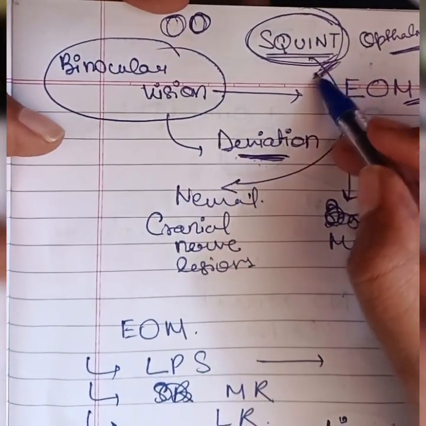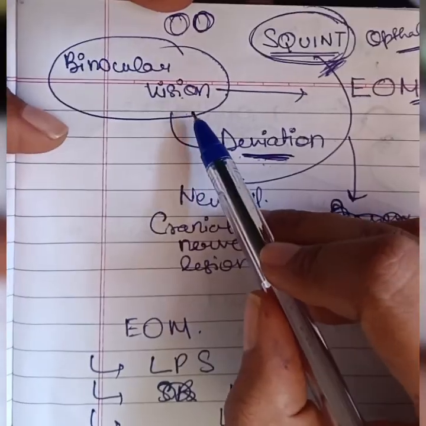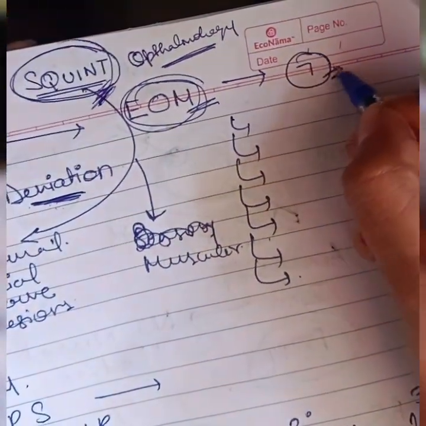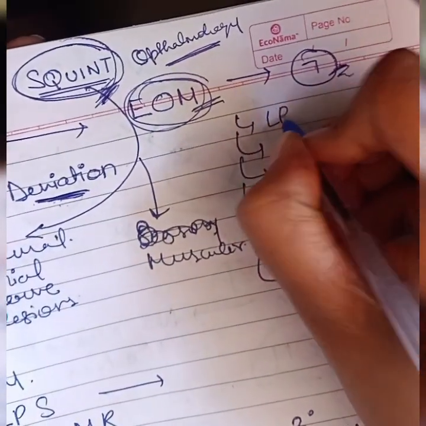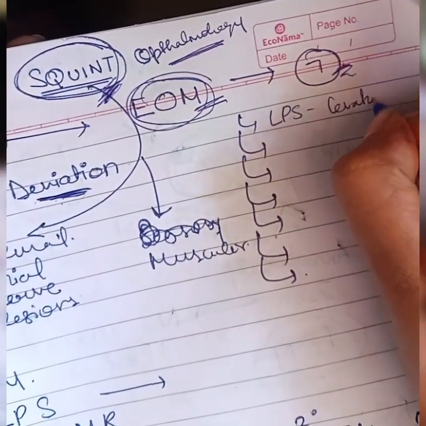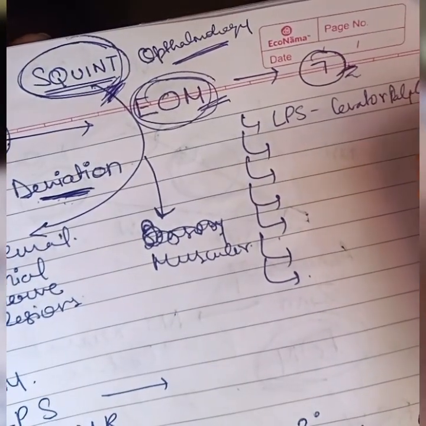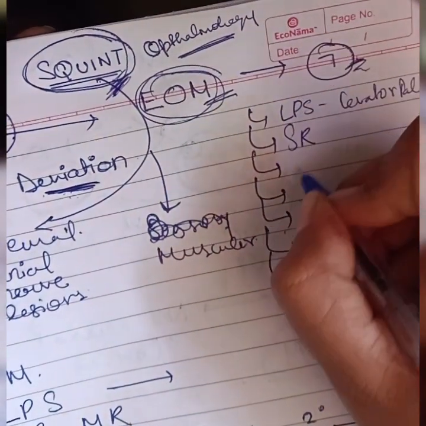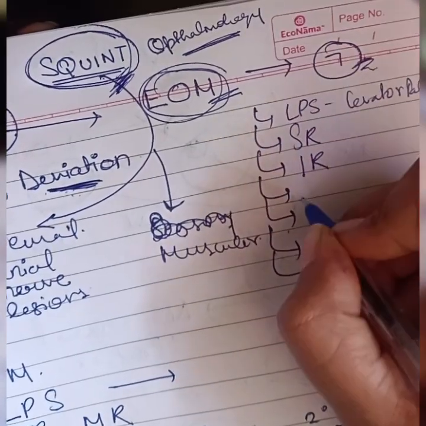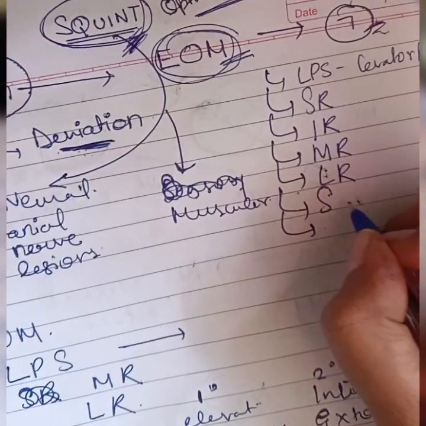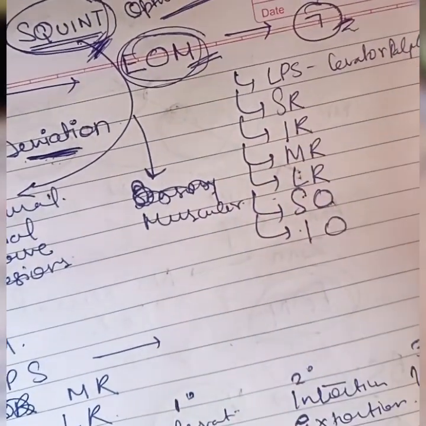Now to maintain this binocular vision, we require your extraocular muscles. There are a total of 7 extraocular muscles. So LPS, levator palpebrae superioris. Then there is your superior rectus, inferior rectus, medial rectus, lateral rectus, then superior oblique and inferior oblique.